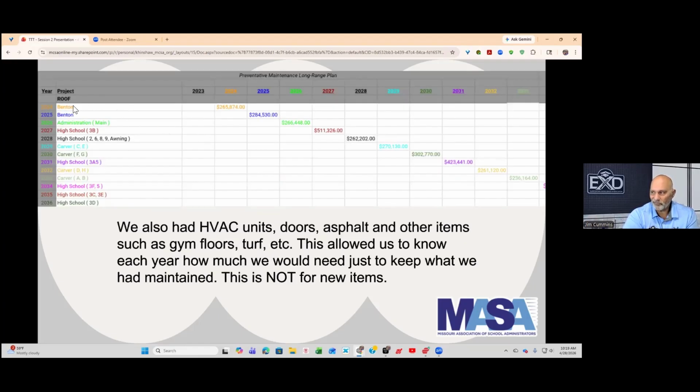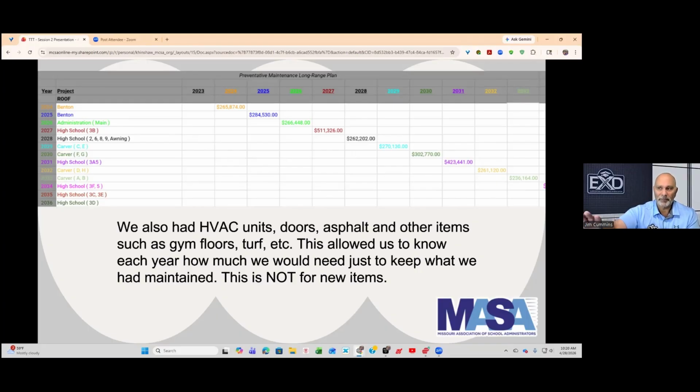So this is just a quick little sample. We did a roof analysis and we determined that, over the course of the next, I think this went out to 2035 or 6, these were projected costs of replacing these different pieces of roof in different places. We had one for HVAC units. We actually inventoried all of them with age and size and determined a plan for replacing those. Doors, asphalt. Then you have other miscellaneous things, your gym floors, turf.